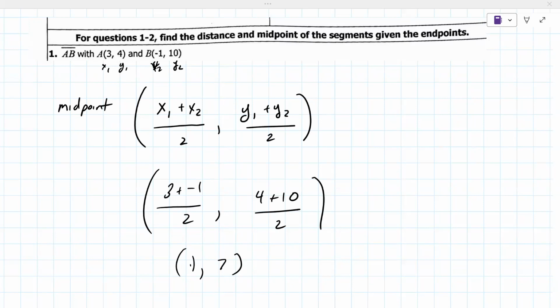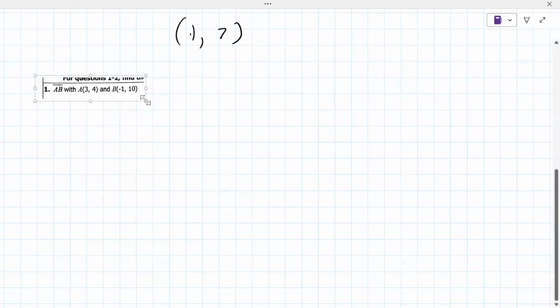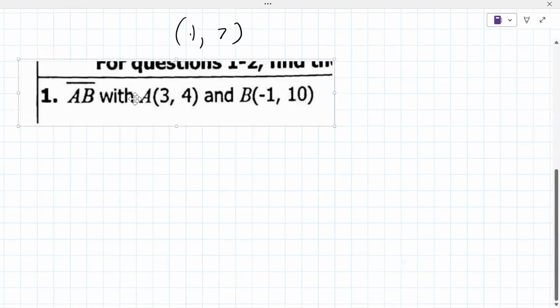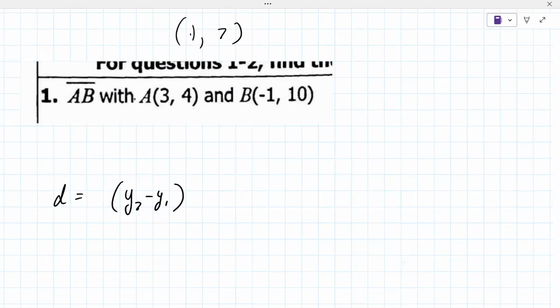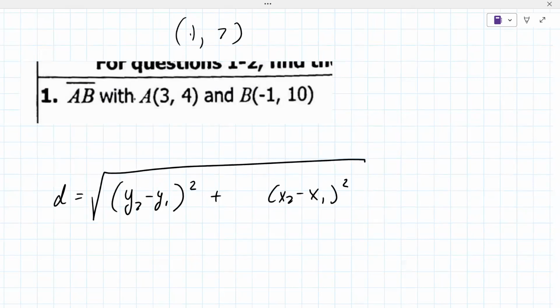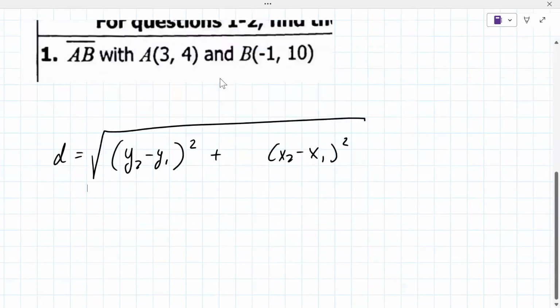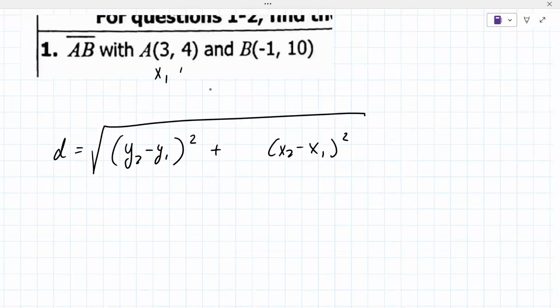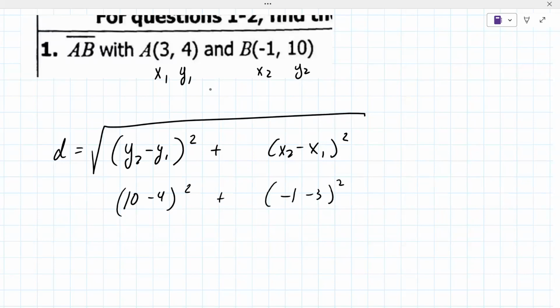All right, let's talk about the distance formula. I'm just reframing the question here again. The distance formula is y2 minus y1 squared plus x2 minus x1 squared, square rooted. So I'll sort of help here. Again, it's really good to label the points. That way you know what goes where. 10 minus 4 squared plus -1 minus 3 squared, square rooted.